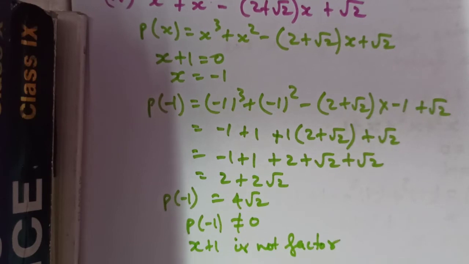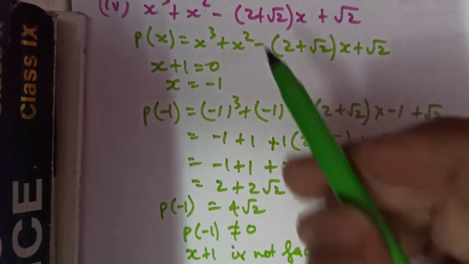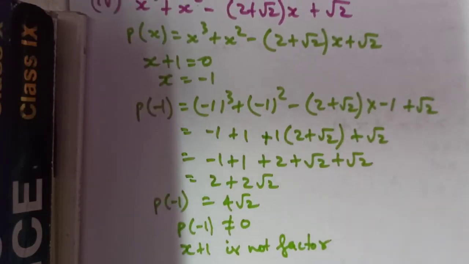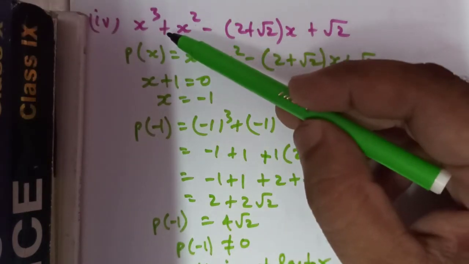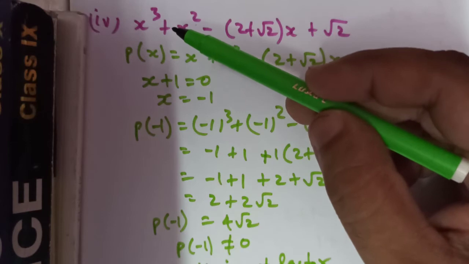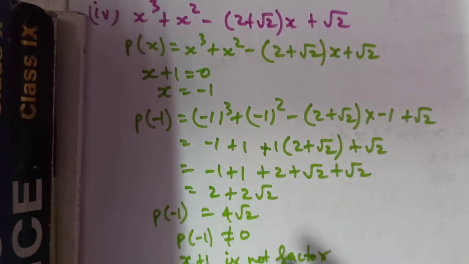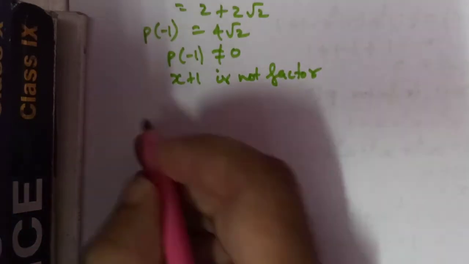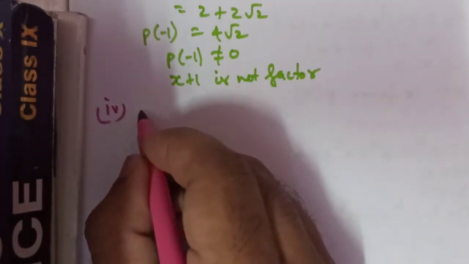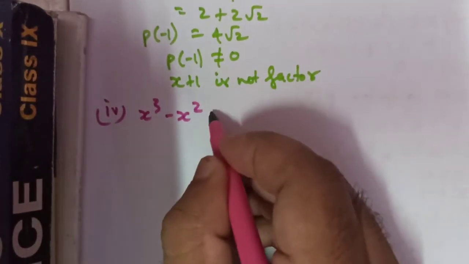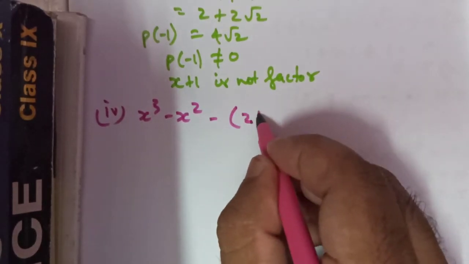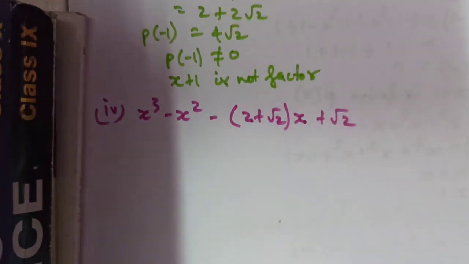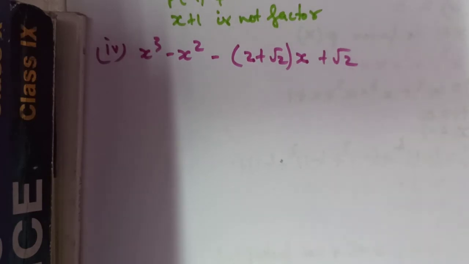Actually there is one problem, I have made a mistake. In the fourth part, I have noted the wrong question from the book. If this is the question, then accordingly this will be the answer. Now let's take the given question in the NCERT. That question was x cube minus x square. I had taken plus x square, that's why the answer is not coming as given in the NCERT. So you people don't get confused, that's why I am redoing this question with the minus sign.